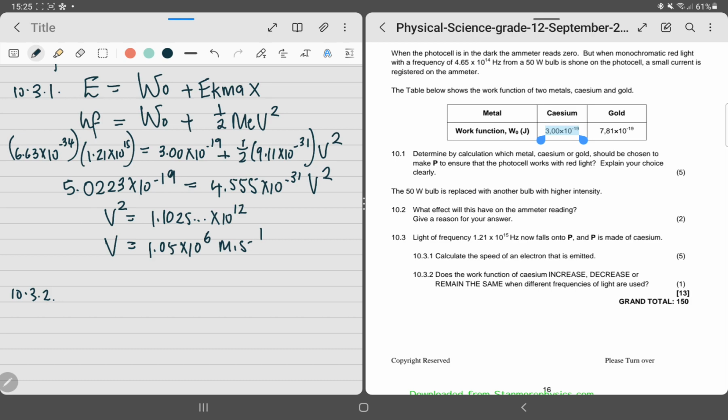10.3.2. Does the work function of cesium increase, decrease, or remain the same when different frequencies of light are used? So remember, each metal has its own work function, and the work function is independent of the light that is used. So it doesn't matter which light you use, the work function of a metal will not change. The work function will always remain the same because it is characteristic to that metal. So this remains the same.